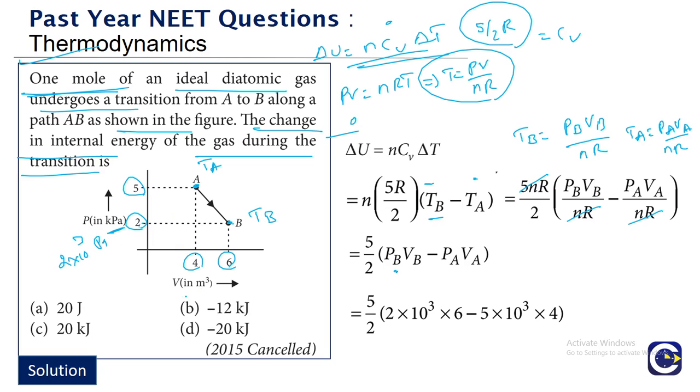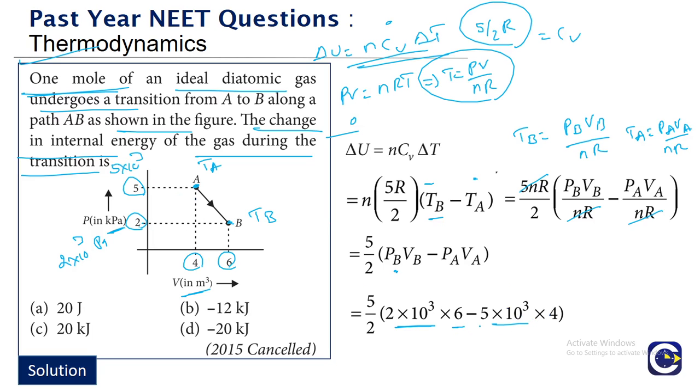So PB into VB. Volume is in the SI unit only. VB is 6. So 2 into 10 power 3 into 6. And since we are taking the SI unit, the answer is going to come in joules. Okay. And PAVA, what is PAVA? PA is 5 into 10 power 3. So 5 into 10 power 3. VA is 4. Okay.